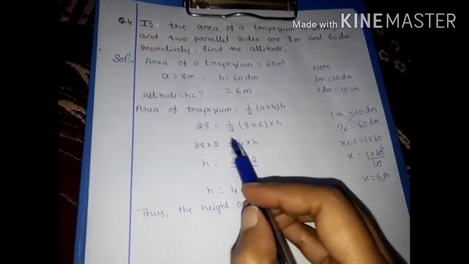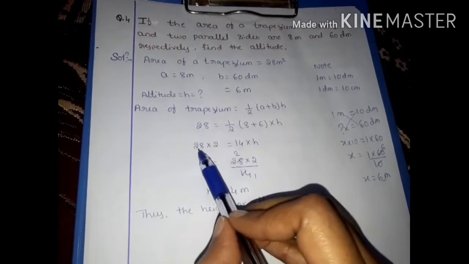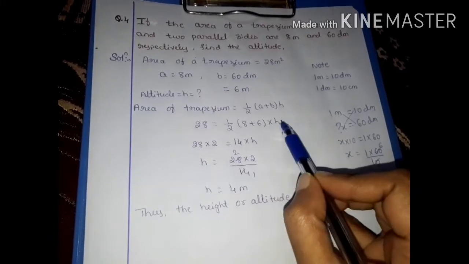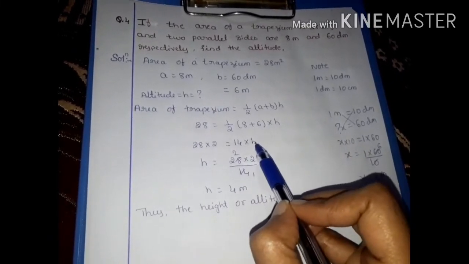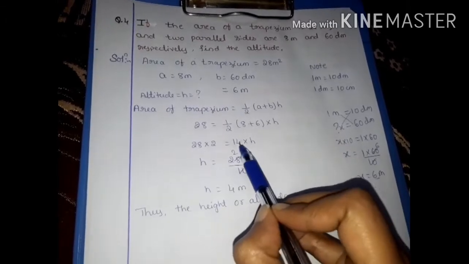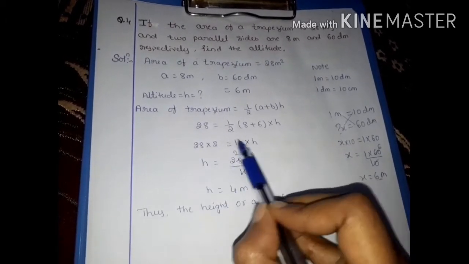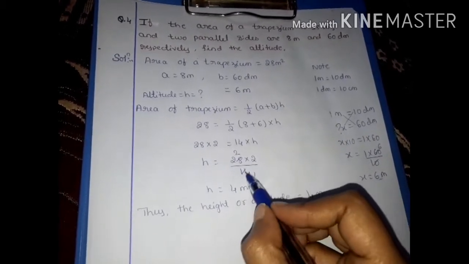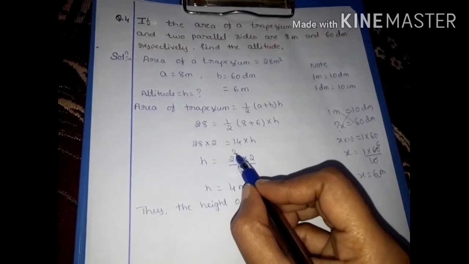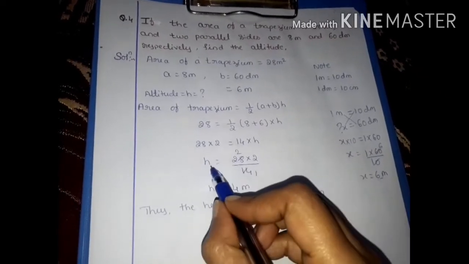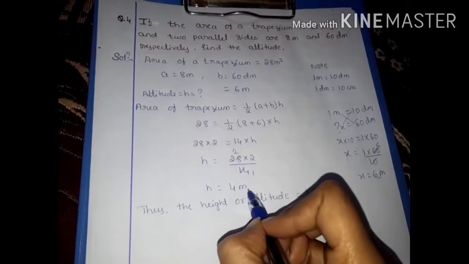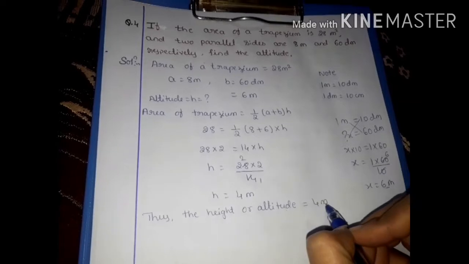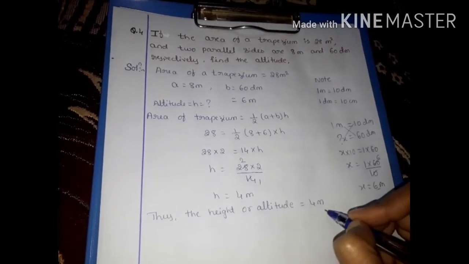2 take to the LHS side: 28 into 2 is equal to 8 plus 6, which is 14, into h. Write as it is. The h value you want to find, keep on the LHS side, is equal to 14 taken here, it is going to divide, nothing but 28 into 2 divided by 14. 14 ones are 14, 14 twos are 28. 2 twos are 4. The h value we got here is 4 meter. Thus the height or altitude is equal to 4 meter. This completes question number 4.